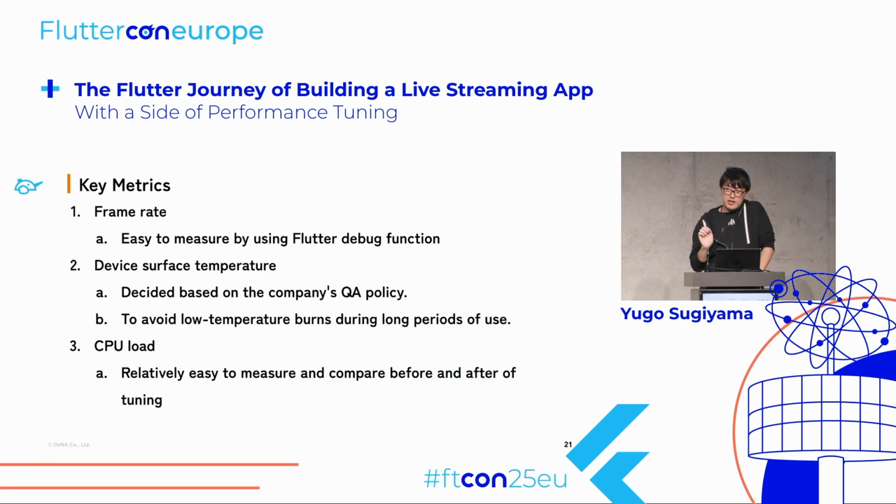And the last is the CPU usage. This is relatively easy to measure and also makes it simple to compare before and after tuning. These metrics are relatively easy to measure in numbers, but depending on the measuring environment, there can be some margin of error, so it's difficult to get completely accurate numbers. Of course, there are many other possible metrics, but considering the team's resources, we focused on these metrics.